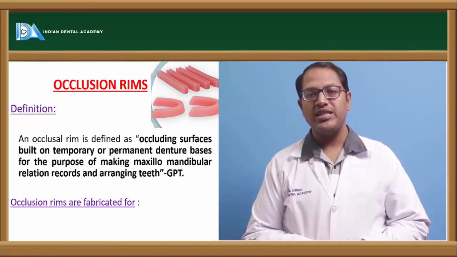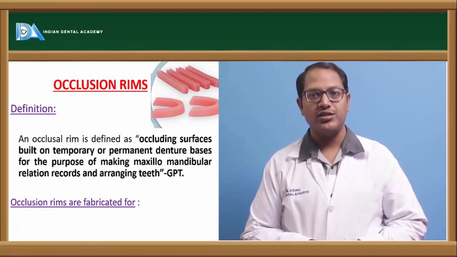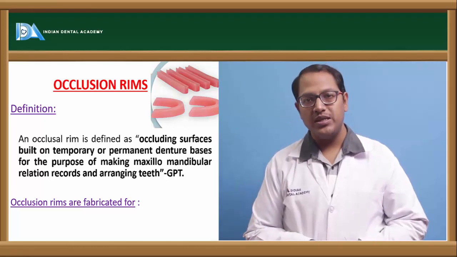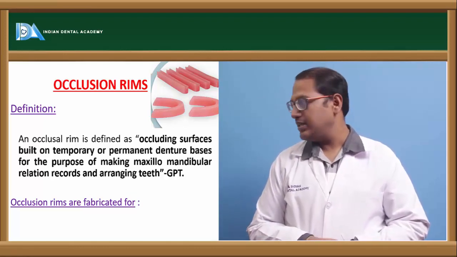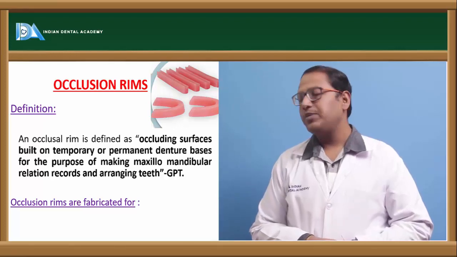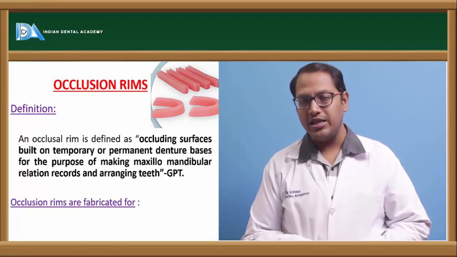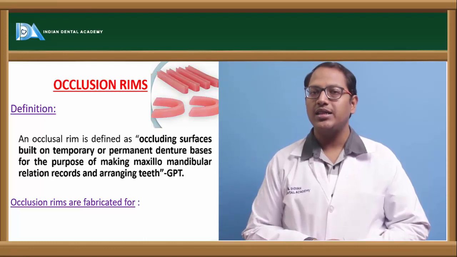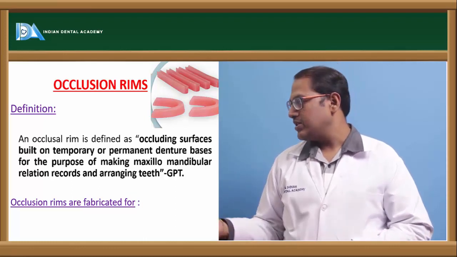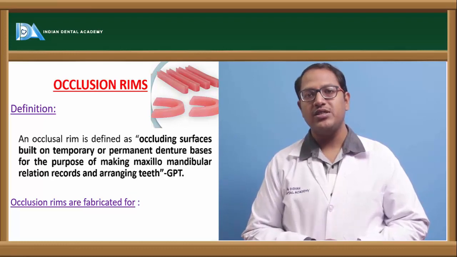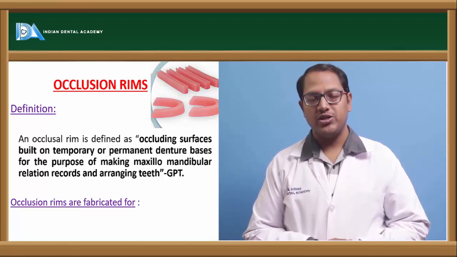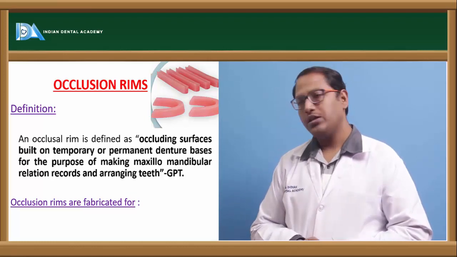So according to GPT-8, it says, in the definition, that occlusal rim is the occluding surface which is built on the temporary or the permanent record base for the purpose of making maxillomandibular relationship, that is a jaw relation, and also to arrange the teeth on that particular wax rim. So that entire wax rim which is made onto the temporary or a permanent denture base on the master cast is called the occlusal rim.